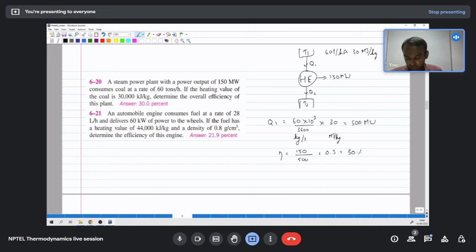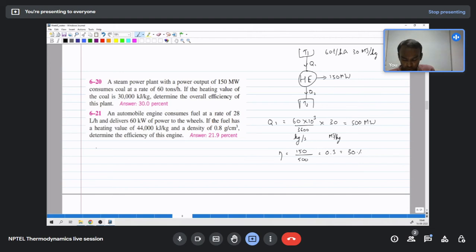In the next problem, we have an automobile engine which consumes fuel at a rate of 28 liter per hour and delivers 60 kilowatt of power to the wheels. If the fuel has a heating value of 44,000 kilojoules per kg and a density of 0.8 gram per cubic centimeter, determine the efficiency of this engine. So again, this is the same as the heat engine we had for the steam power plant.